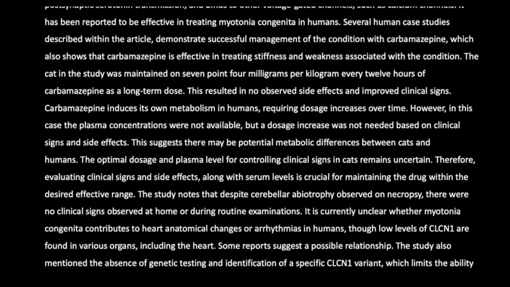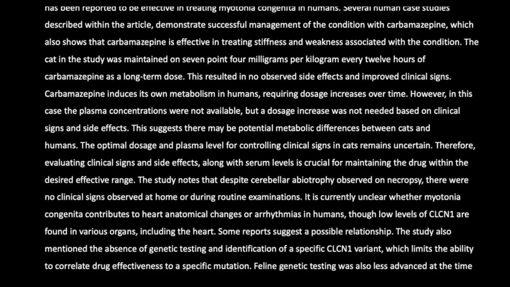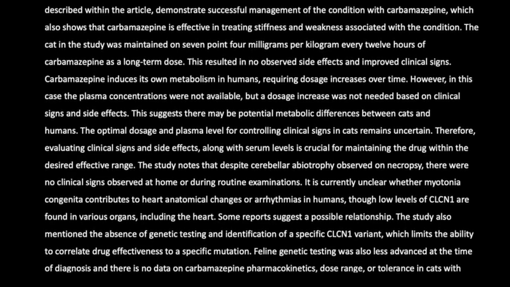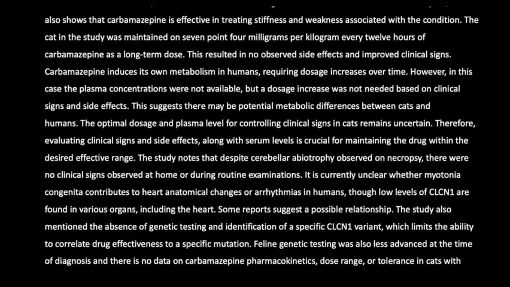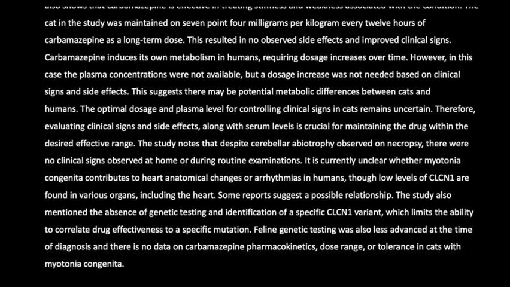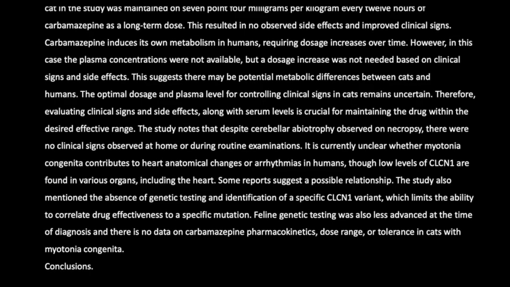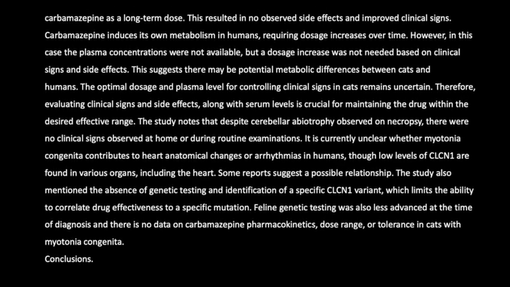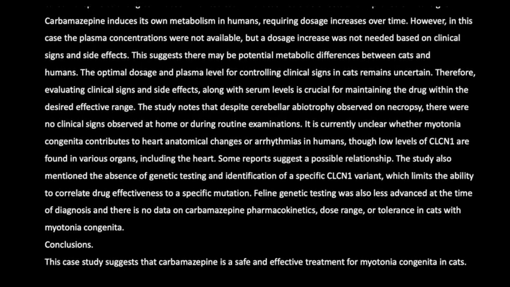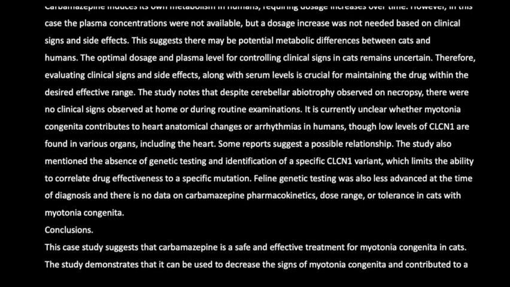The optimal dosage and plasma level for controlling clinical signs in cats remains uncertain. Therefore, evaluating clinical signs and side effects, along with serum levels, is crucial for maintaining the drug within the desired effective range. The study notes that despite cerebellar abiotrophy observed on necropsy, there were no clinical signs observed at home or during routine examinations. It is currently unclear whether myotonia congenita contributes to heart anatomical changes or arrhythmias in humans, though low levels of CLCN1 are found in various organs, including the heart. Some reports suggest a possible relationship.